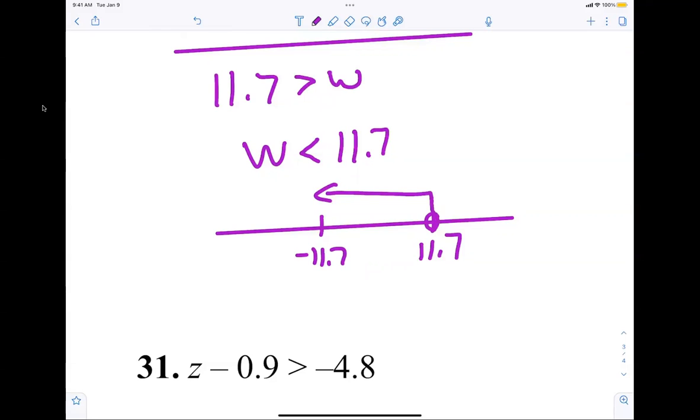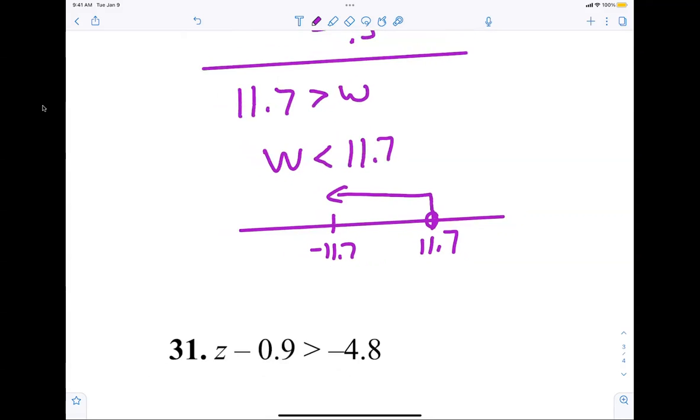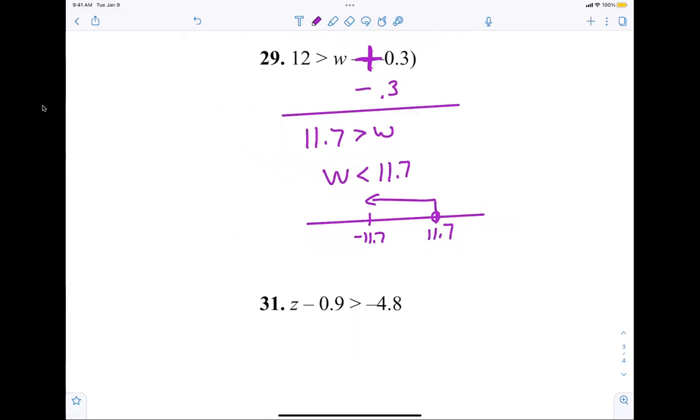So open circle at 11.7 going to the left. Is everybody okay with that? Anybody have any issues? No. All right, Mackenzie, help me.